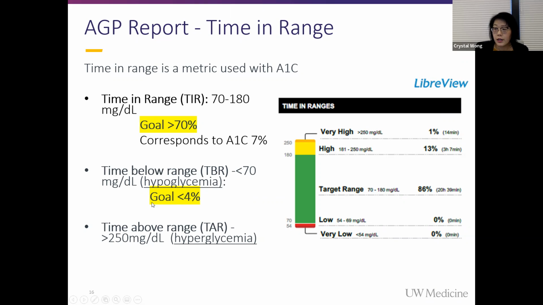Time below range indicates hypoglycemia. Obviously, this is going to be a little bit more important for patients that are on insulin or on oral medications that could cause hypoglycemia. And then you'll also look at the highs. You can see that portioned out.